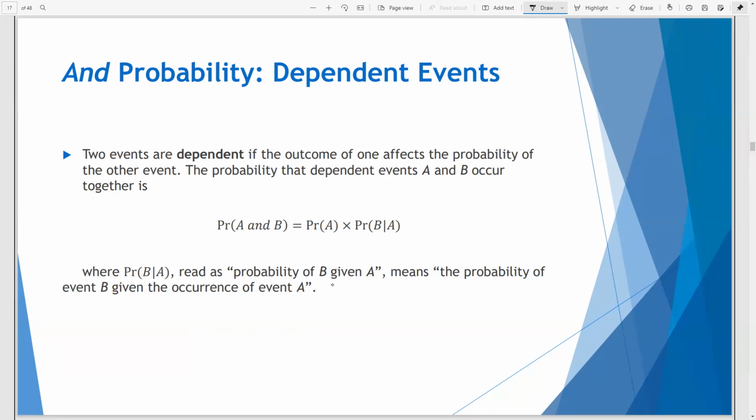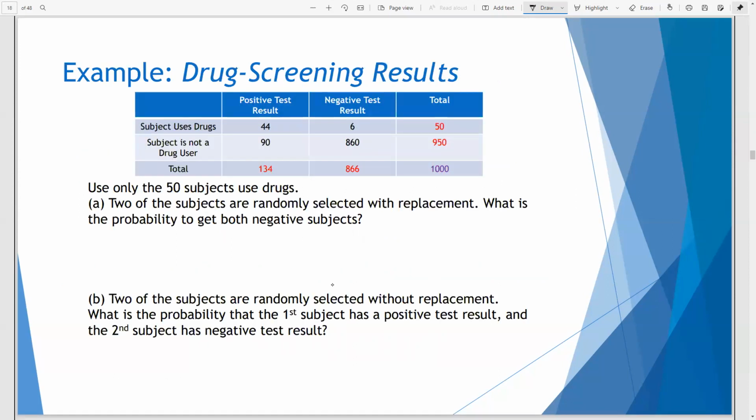All right. It sounds tough, but let's see. The drug screening result we have seen before: subjects using drugs, subjects not using drugs, positive and negative results, with a total of 950 for the row and 950 for the column total.